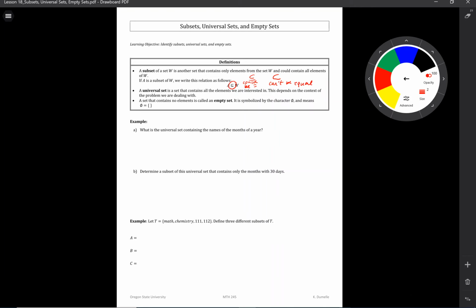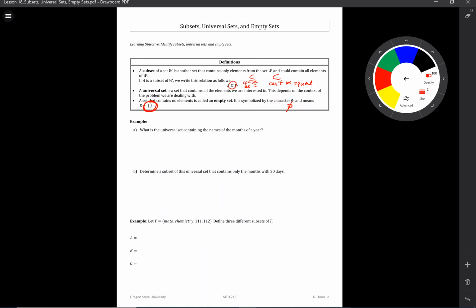Now we have another definition, a universal set, and this is a set that contains all of the elements that we are interested in. This depends on the context of the problem that we're dealing with. A set that contains no elements is called an empty set. It is characterized by this funky looking symbol here, and it means that we have a roster notation list that does not have any elements in it. So the empty set is kind of silly, but it is important sometimes, so that's why we learn about it.